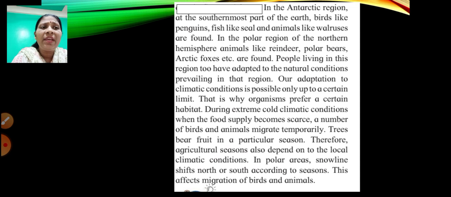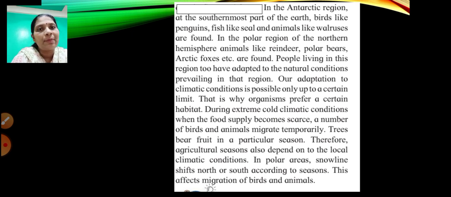In the Antarctic region, at the southernmost part of the earth, birds like penguins, fish like seals, and animals like walruses are found. In the polar region of the northern hemisphere, animals like reindeer, polar bears, Arctic foxes, etc. are found. People living in this region too have adapted to the natural conditions prevailing there. Our adaptation to climatic conditions is possible only up to a certain limit. That is why organisms prefer a certain habitat. During extreme cold climatic conditions, when the food supply becomes scarce, a number of birds and animals migrate temporarily.